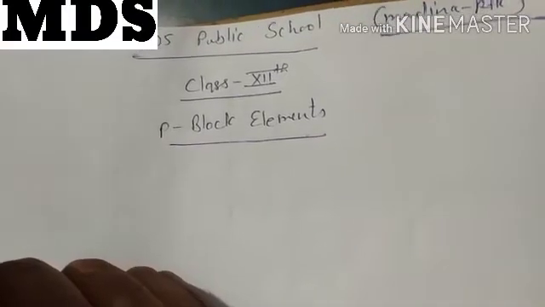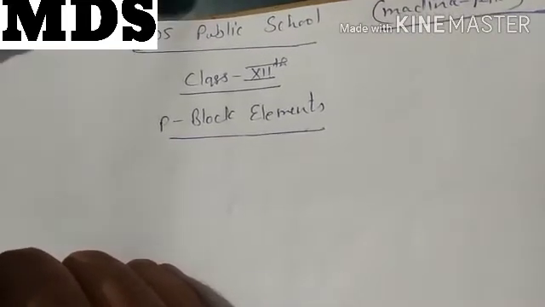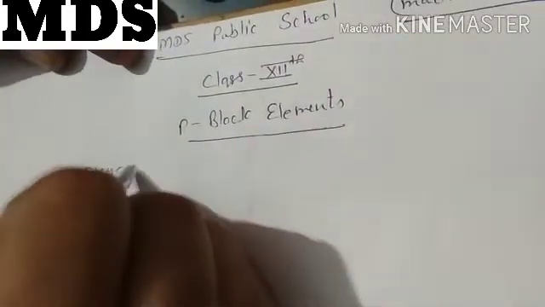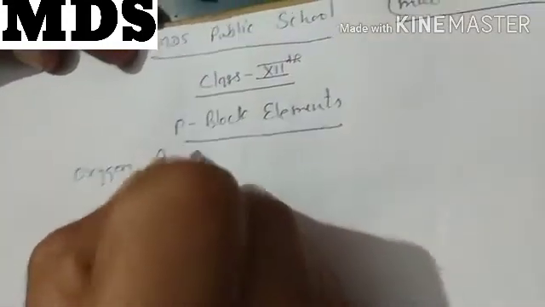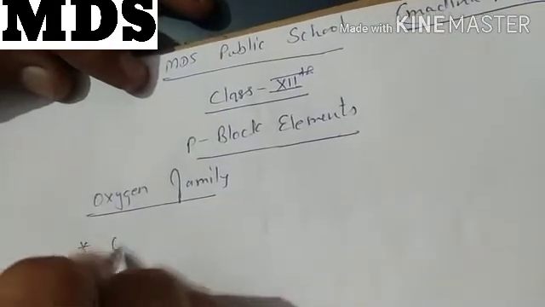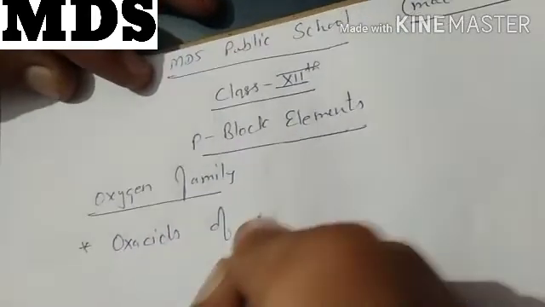Hello, dear students. In the previous lecture of P block elements, we were discussing the compounds of the oxygen family. Today, we are discussing our last compound of this family, that is oxo acids of sulfur.